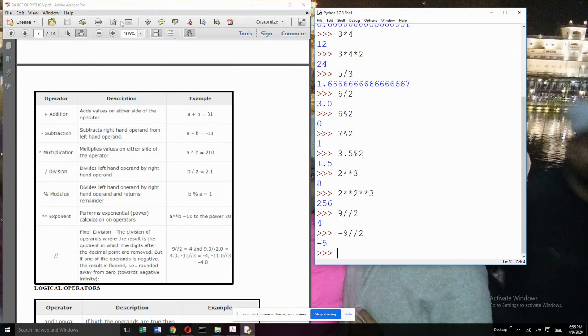Now let me revise. The associativity of only raised to the power is from right to left. All the rest of the arithmetic operators are from left to right. Also, there is a precedence of the operators. Parenthesis has the highest precedence, then raised to the power, then unary plus and minus, then multiplication, division, modulus and floor division, and then addition and subtraction.